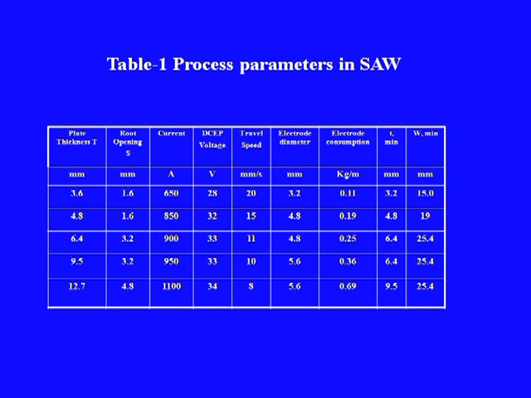and then the time for this welding to be carried out is 3.2 minute and width is 15 millimeter. Similarly, for other plate thicknesses like 4.8, 6.4, 9.5, 12.7, etcetera, values are given in this particular table, and these can be calculated or arrived at from experimental data.